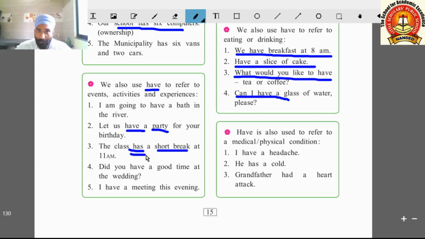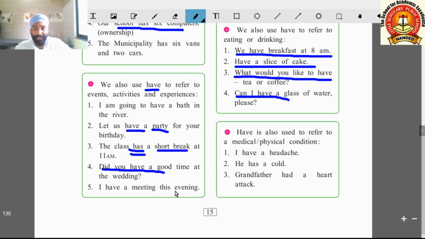If the plural form is used, you will have to use have. Did you have a good time at the wedding? So here we are asking about the good time. Did you spend or did you experience a good time? That is what you are asking. Did you have a good time means did you experience a good time?